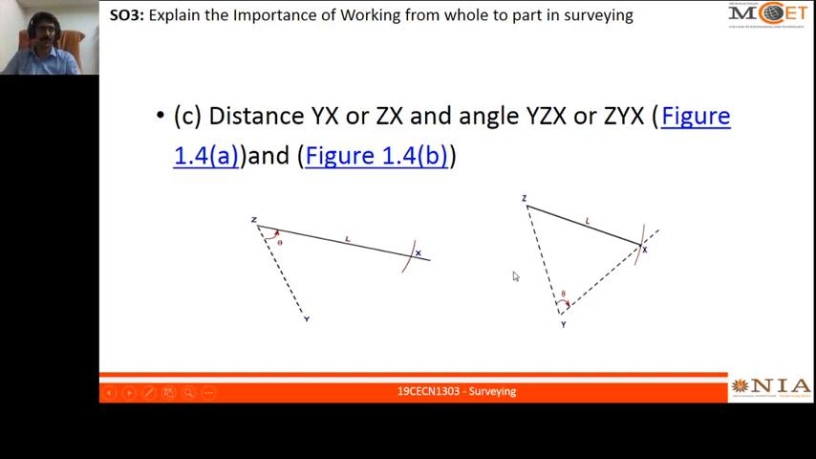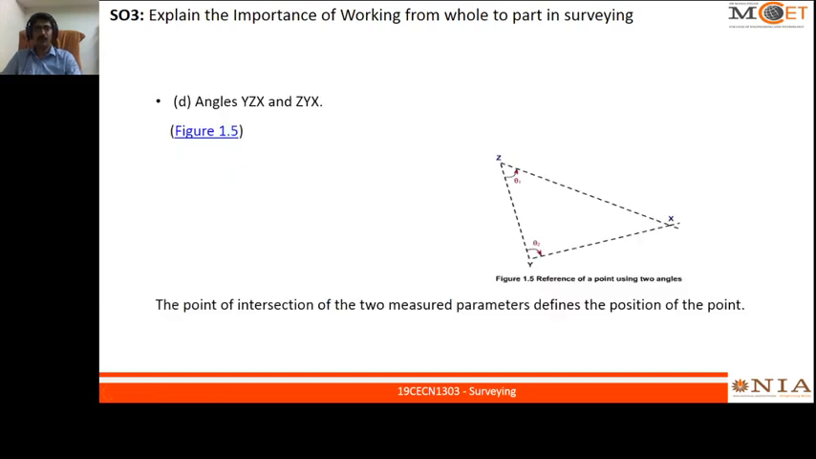Similarly here, and the last one, I don't know the distance between any point, but I know the points. Z and y are there, I need to fix the x, but I know these two angles. If I mark those angles with proper instruments which can give or set the angle, and these two lines meet at a common point, that will give the third point. The point of intersection of two measured parameters defines the position of the new point. So these are the ways we have to adapt while doing surveying, working from whole to part, to establish the control point and the shape of the plot to determine the area or any distance.